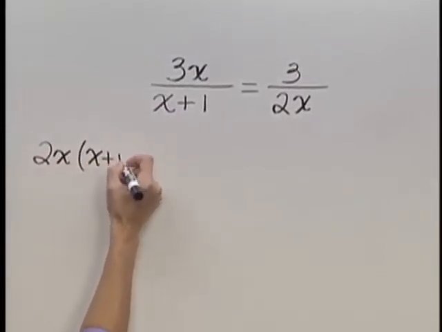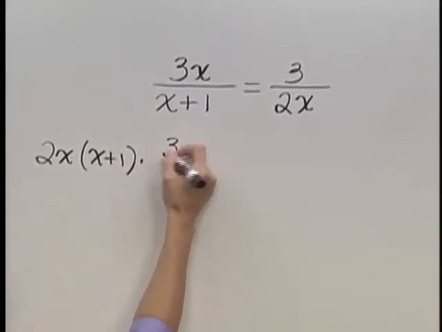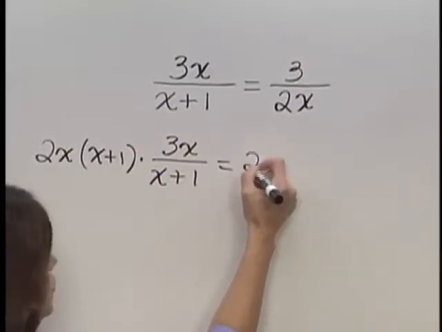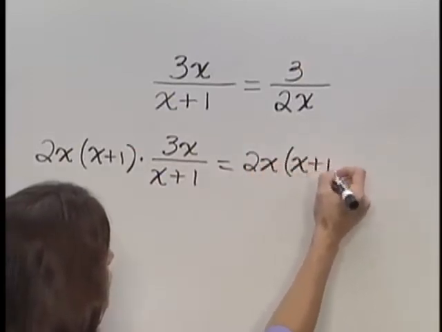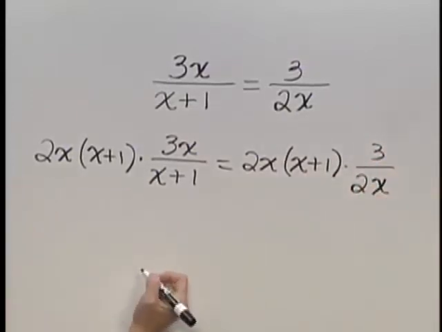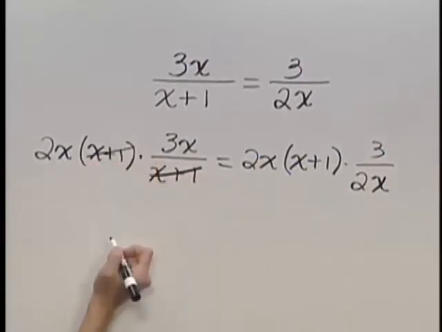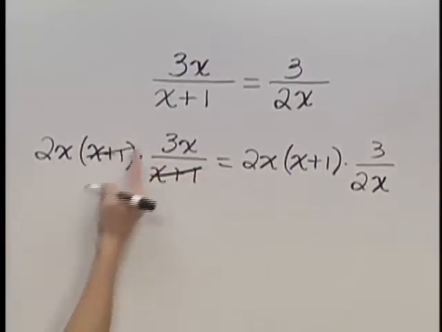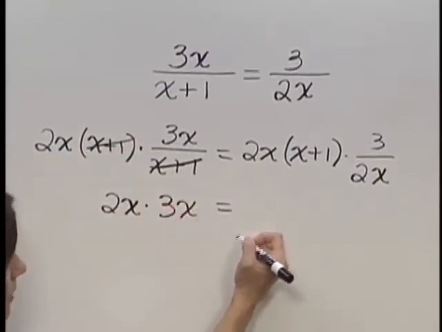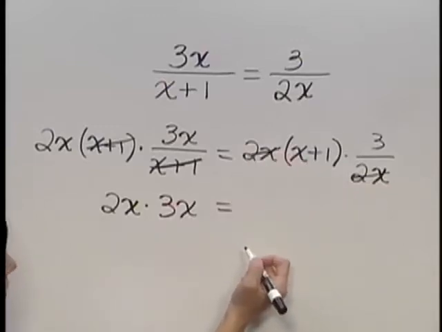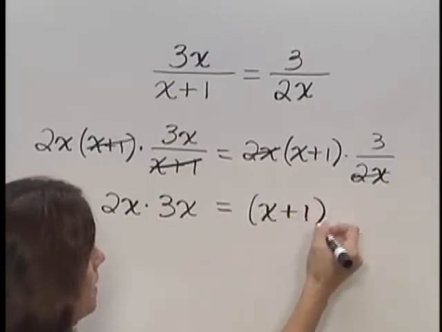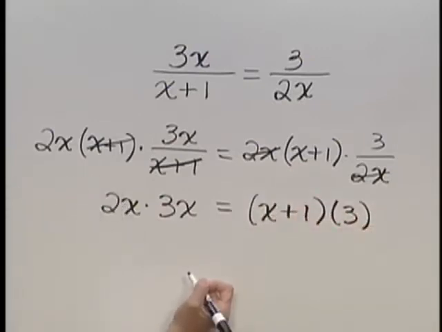2x times x plus 1 times the left-hand side, the 3x over x plus 1, is equal to 2x times x plus 1 times the right-hand side of the equation, the 3 over 2x. Now we can divide x plus 1 into itself. This leaves on the left the product 2x times 3x. On the right, dividing 2x into itself, that goes in there one time. That's going to leave the product x plus 1 times 3.